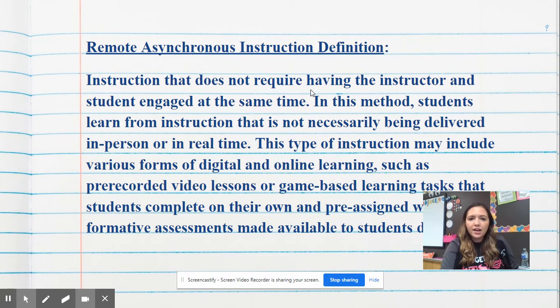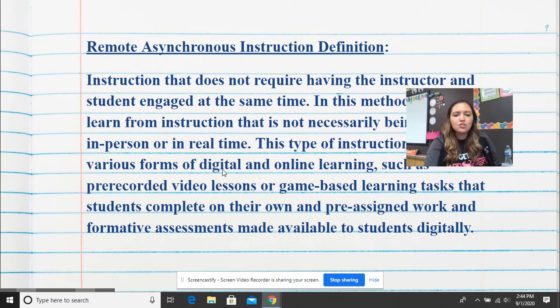Instruction that does not require having the instructor and student engage at the same time. In this method, students learn from instruction that is not necessarily being delivered in person or in real time. This type of instruction may include various forms of digital and online learning, such as pre-recorded video lessons or game-based learning tasks that students complete on their own, and pre-assigned work, and formative assessments made available to students digitally.